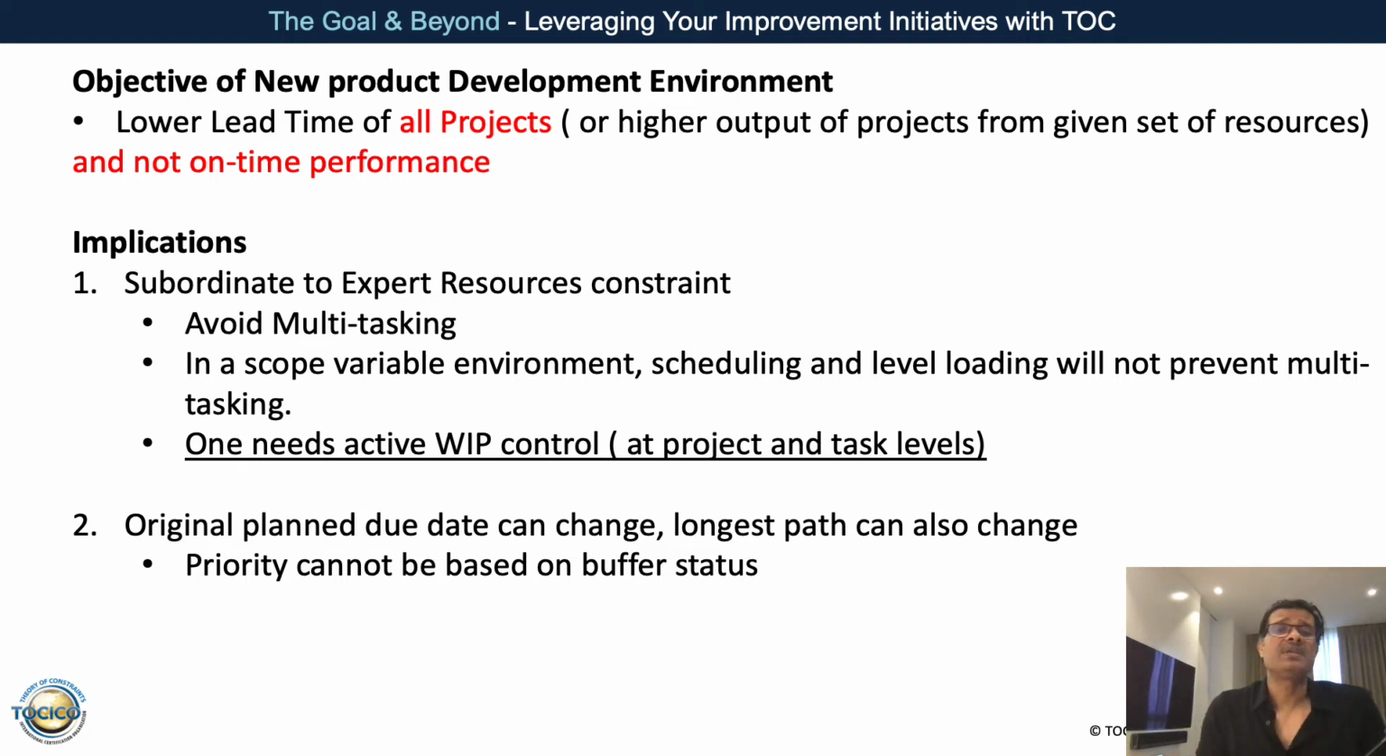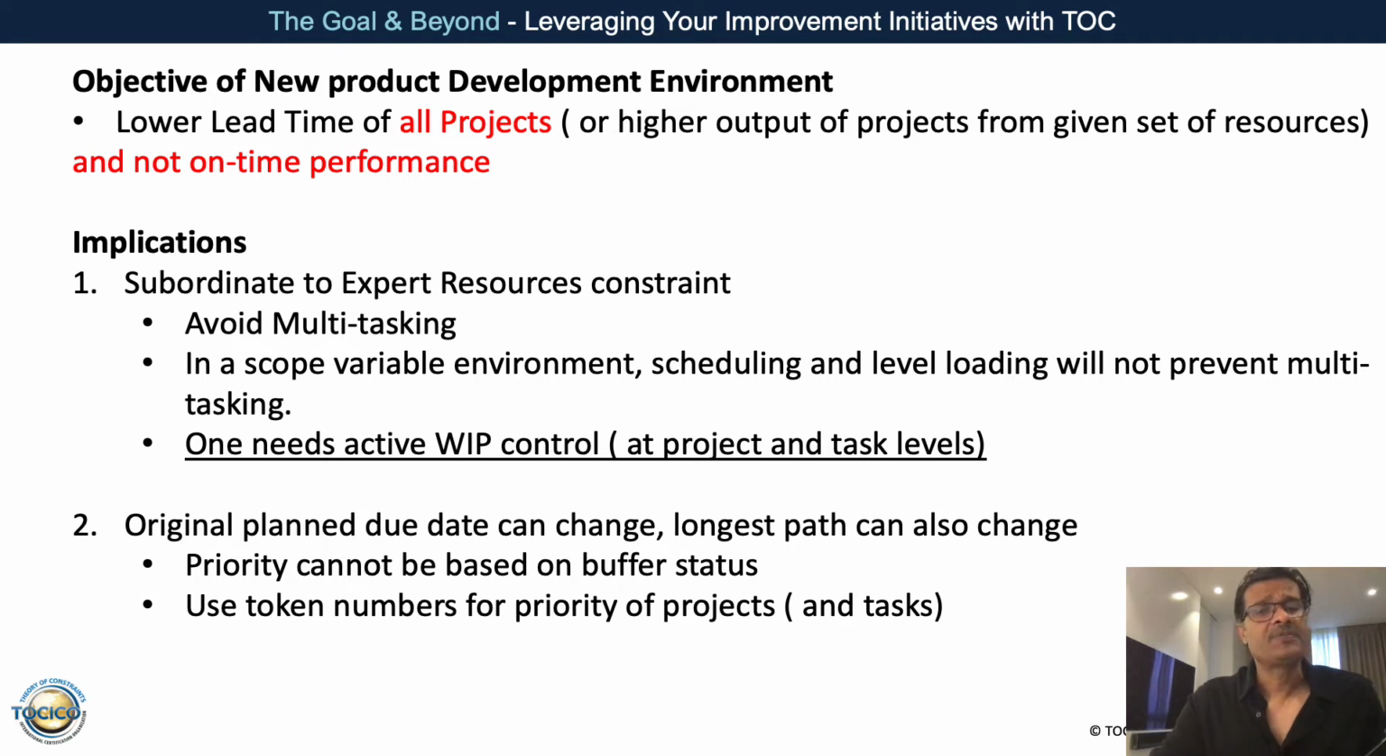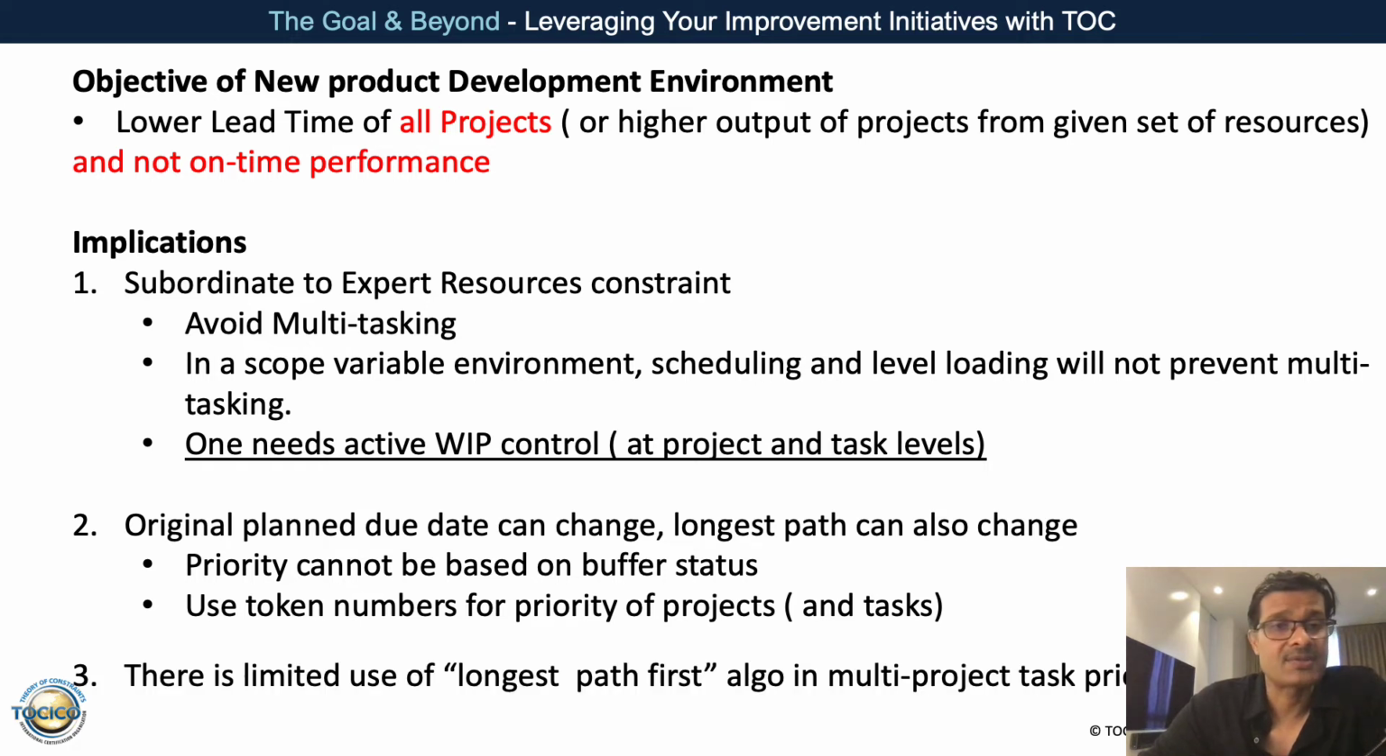So it's very important that we are careful about the so-called additional priority system around the longest path. It is important that we use token systems for priority, which means tokens for what is the number one priority, what is the number two priority, what is the number three priority. Use the token system rather than the buffer signal as a way to decide priority of projects, okay? And the token system is also inherited by the task.